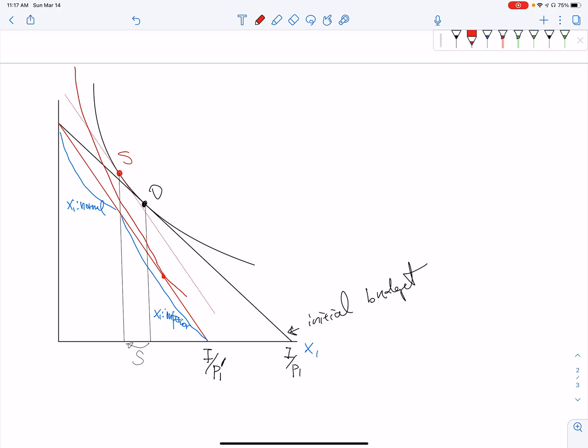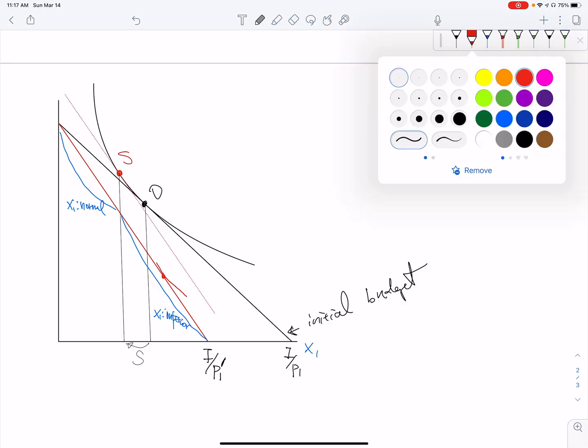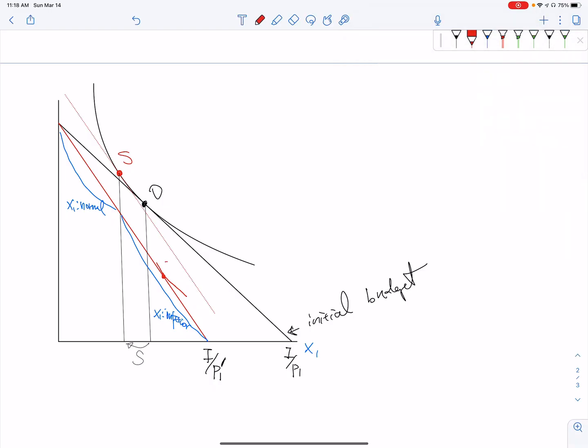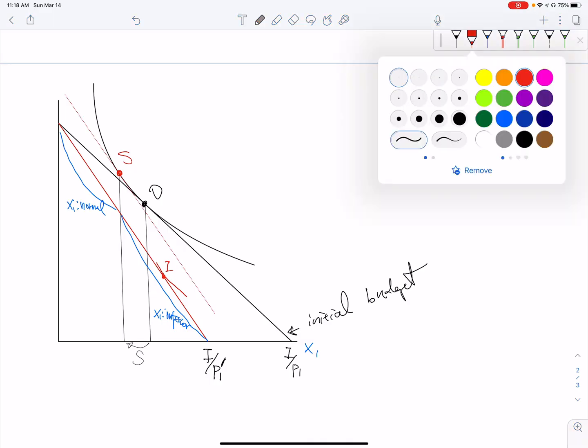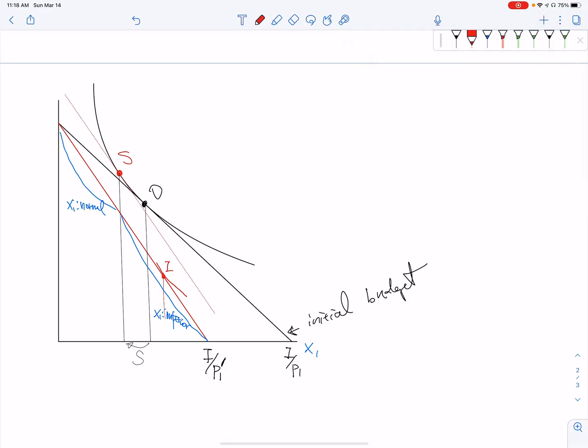But let me just delete the last bits. So that means the optimal decision is here, and so this will be the optimal decision.